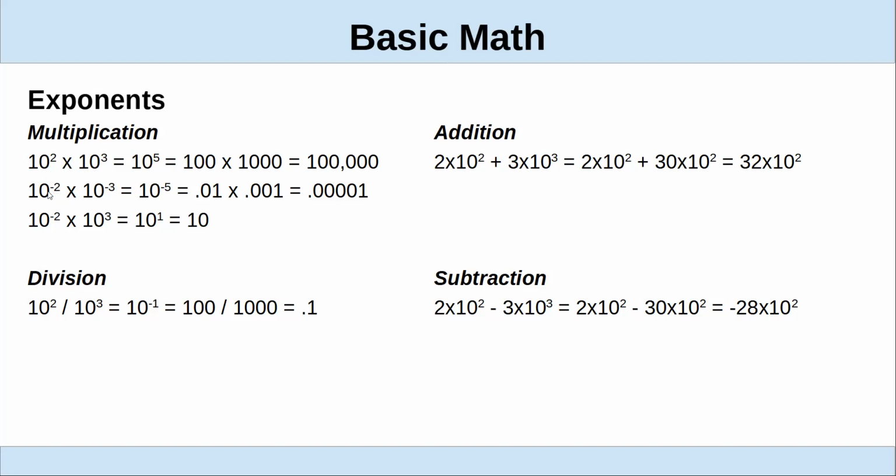If I've got 10 to the minus 2 times 10 to the minus 3, I add them and I get 10 to the minus 5th, or 0.0001. If I take 10 to the minus 2 times 10 to the 3rd, so I got a minus and a positive, I still add them, comes up 10 to the 1, which is 10. Division, you do the same thing except you subtract.